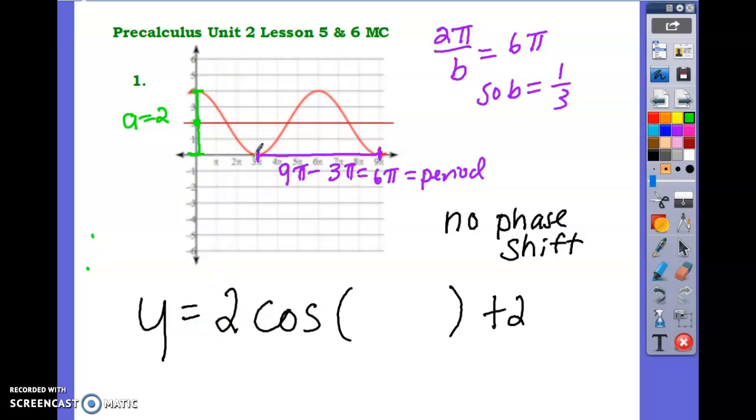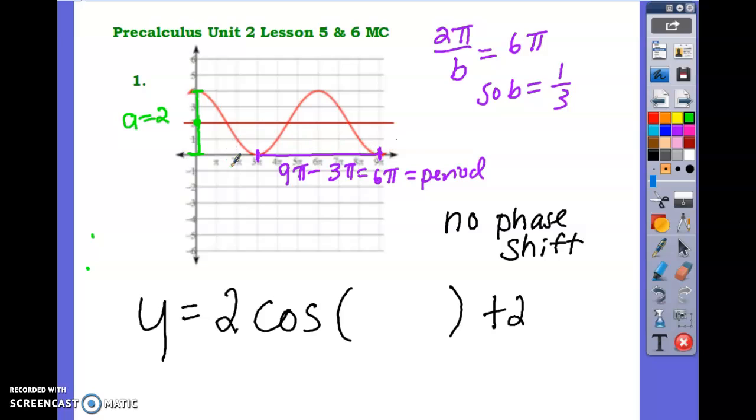Okay, so now we can do the period. I just found 2 points. I just chose 2 low points here. The difference between the two is 6 pi, so that's the period. So I'm going to go ahead and set that equal to 2 pi over b, because that is standard for sine or cosine graphs. Set that equal to 6 pi, so that means b has to be 1/3, because 2 pi divided by 1/3 equals 6 pi.